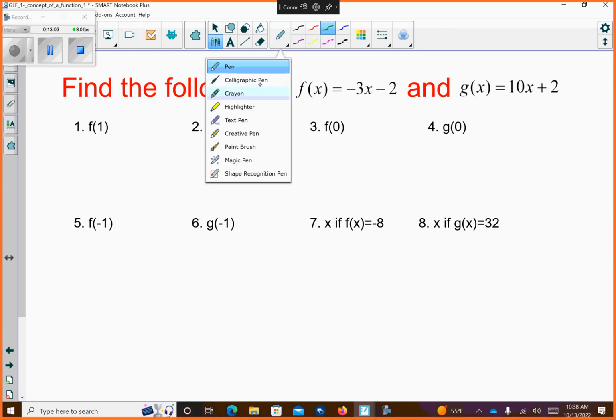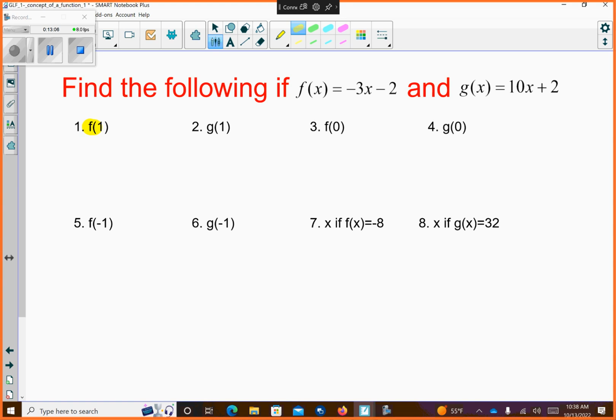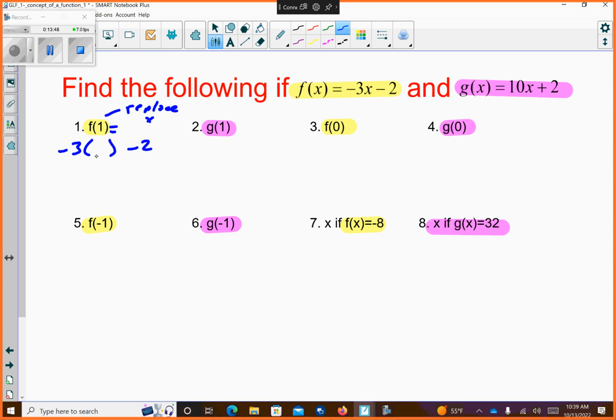Okay? So let's see if we can work through this. F at 1 means replace X. So I'm going to say F at 1 is equal to -3x minus 2. What lived where these parentheses were in our original? What used to live there? I'm underlining it in blue. X. X no longer lives there. 1 lives there. So then I go -3 times 1, minus 2, so I get -5. So this yields me the point 1, comma, -5. Okay, now let me pause there.